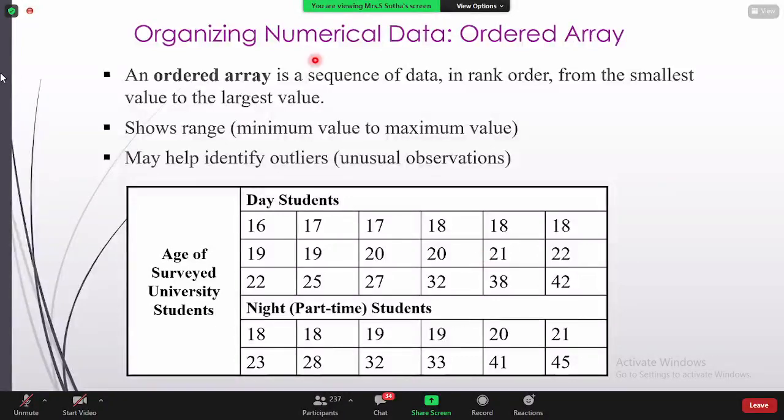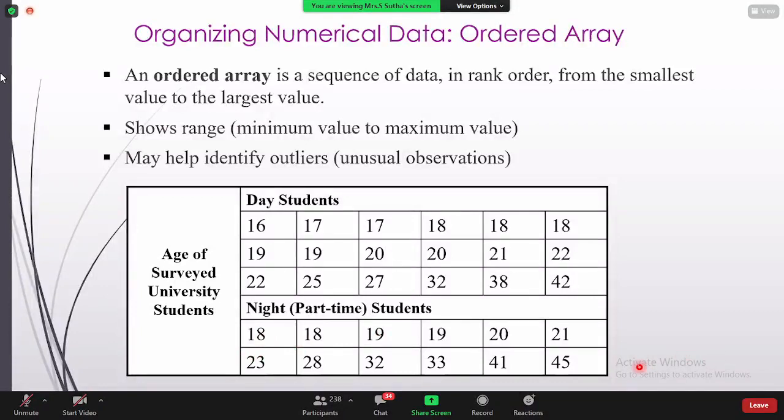Day student maximum age 42. Not only maximum, you have to say the minimum also. Yes. For the day students, the ages range from 16 to 42. So the minimum value is 16 and the maximum value is 42. And the nighttime students, the part-time students' ages range from 18 to 45.